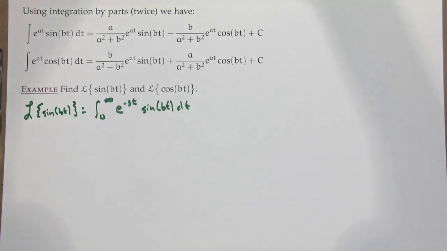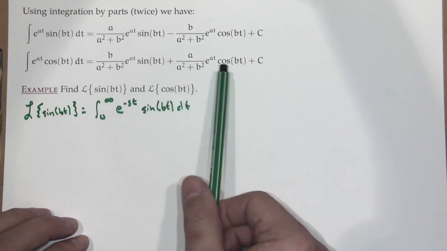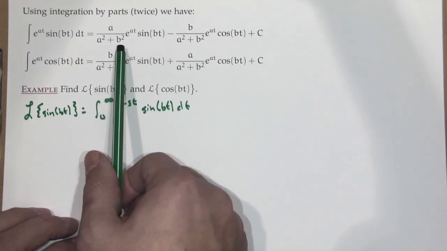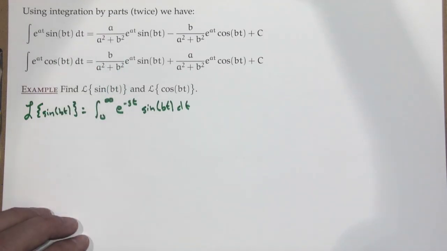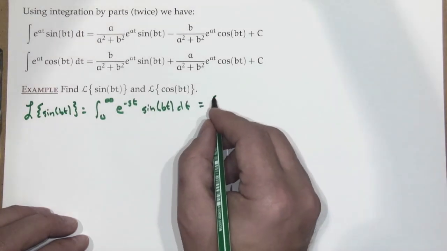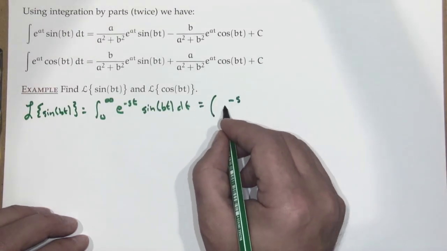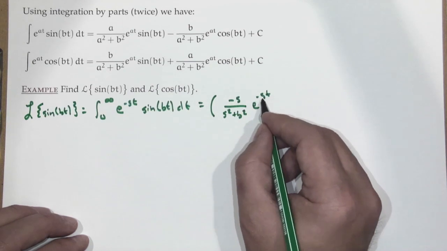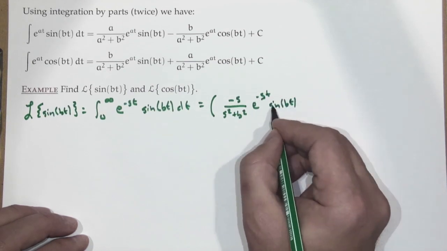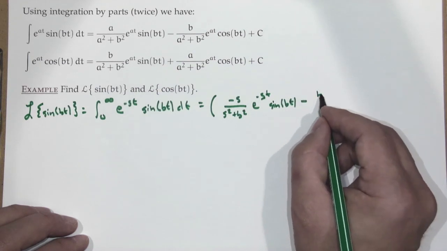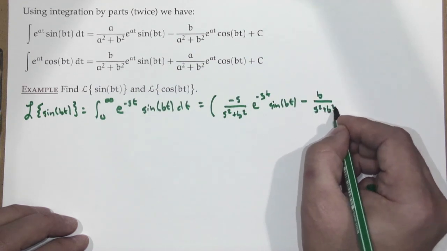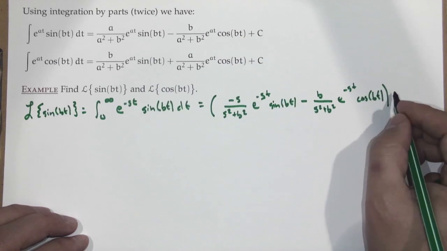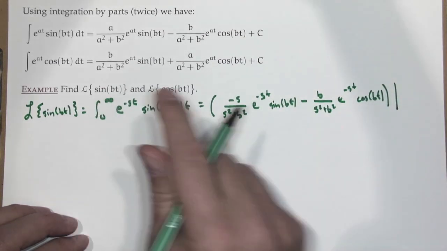Well, now we say, all right, here a is going to be minus s and b will be b. So according to this, you have minus s over s squared plus b squared e to the minus st sine of bt, and then minus b over s squared plus b squared e to the minus st cosine bt, and you evaluate 0 to infinity.